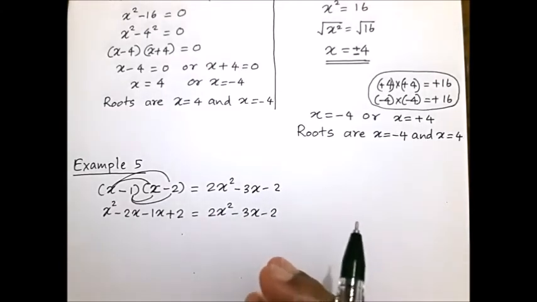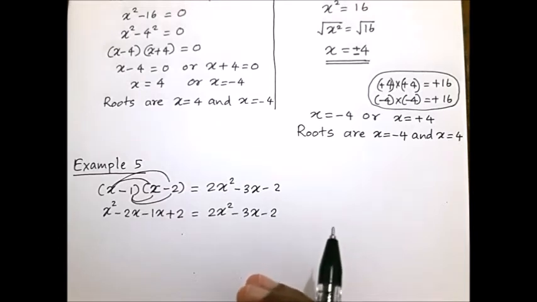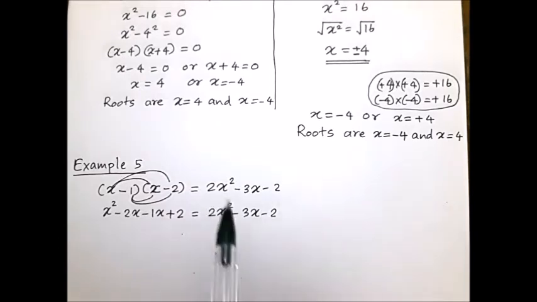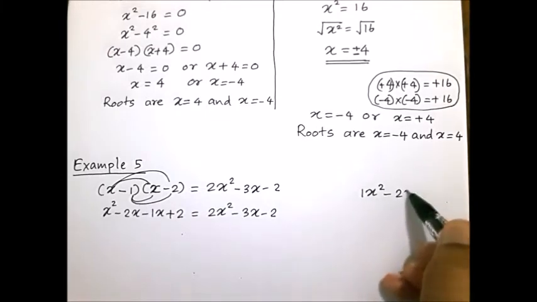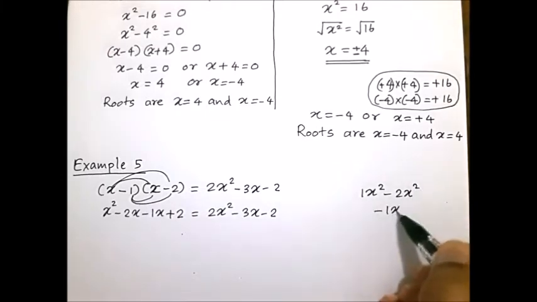Now you have to arrange one side of this equation as 0. If you take these terms to the left hand side, here plus 1x to the power 2 and here 2x to the power 2. Plus 1x to the power 2 minus 2x to the power 2 becomes minus 1x to the power 2.